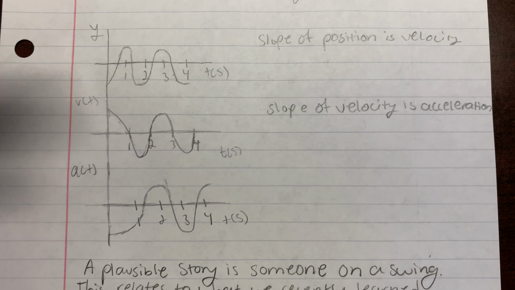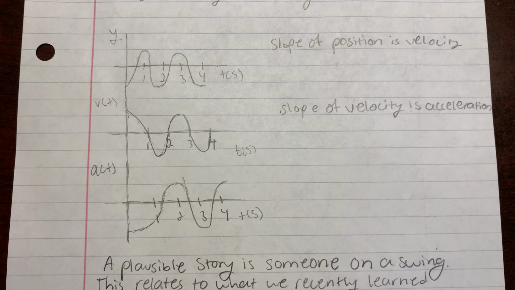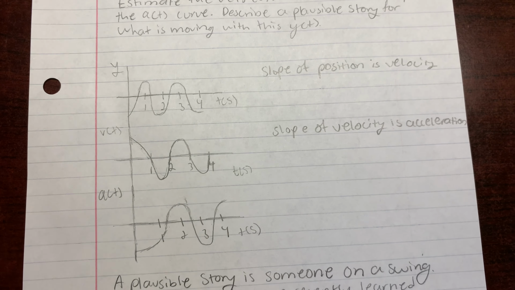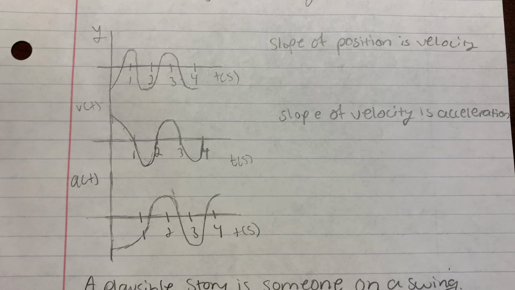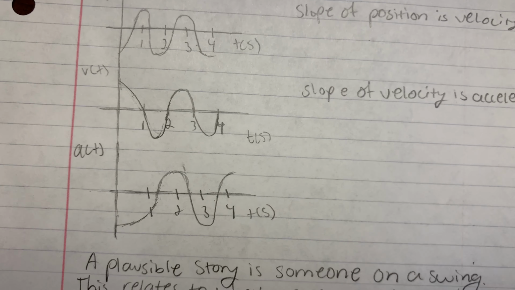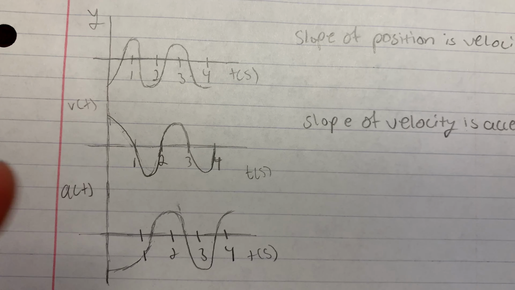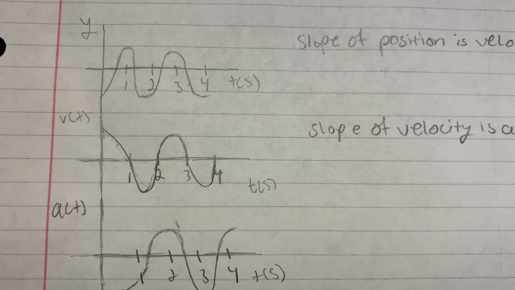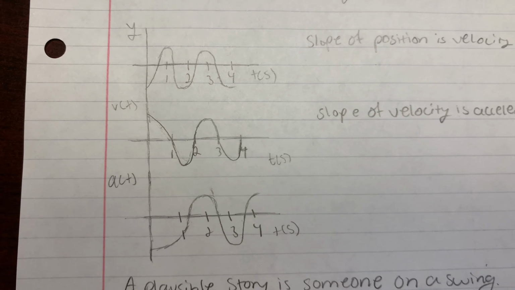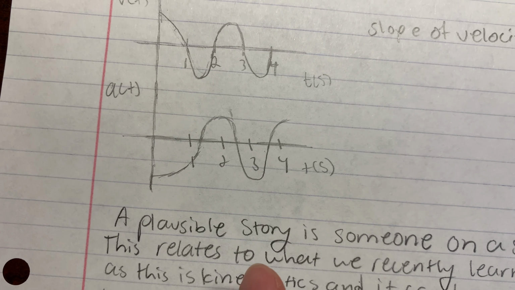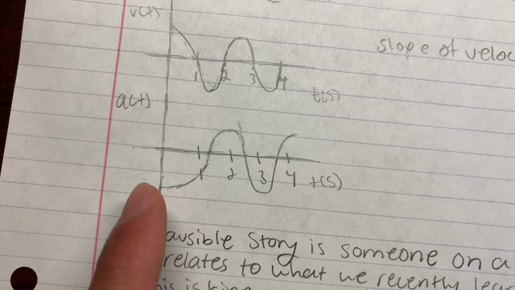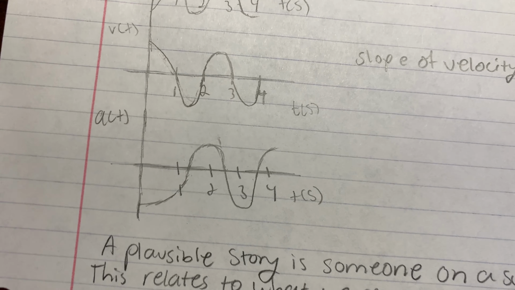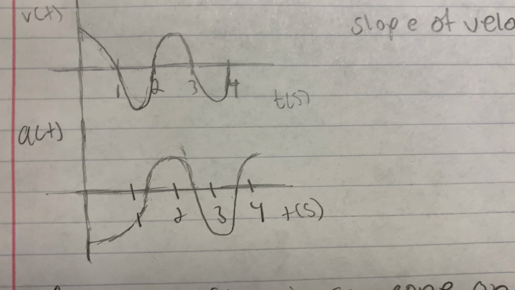Then, to draw the acceleration graph, we know that the slope of velocity is acceleration. So the derivative of velocity is acceleration. From 0 to 1.5, the slope is negative, and since the slope is negative, the acceleration is also negative. So on the acceleration graph from 0 to 1.5, it is underneath the x-axis, meaning that it is negative.